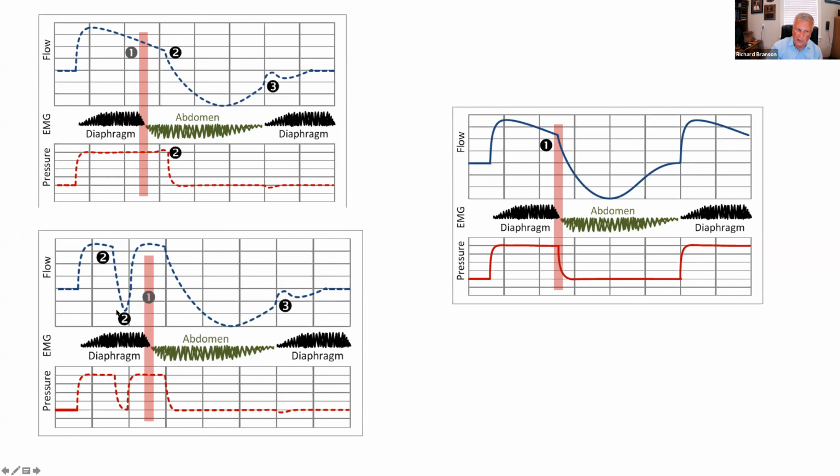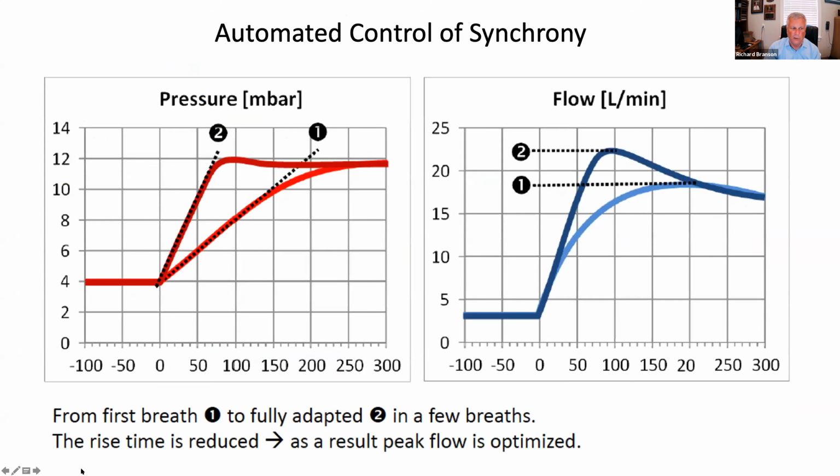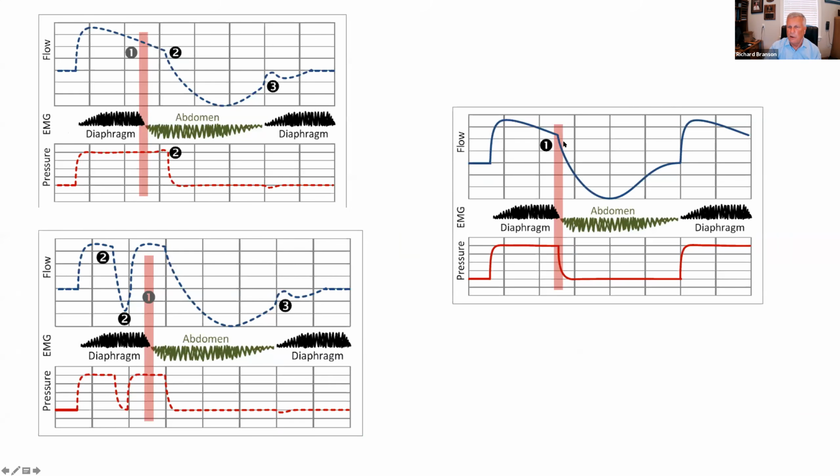Here's the opposite case where the patient's continuing to breathe, but the inspiratory time is too short, and then you get a double triggering situation down here on the bottom, which you also like to avoid. And ideally, what you'd like to do is turn the two graphs on the left into the graph on the right, where you're able to sync up the airway pressure and the flow with the patient's ventilation.